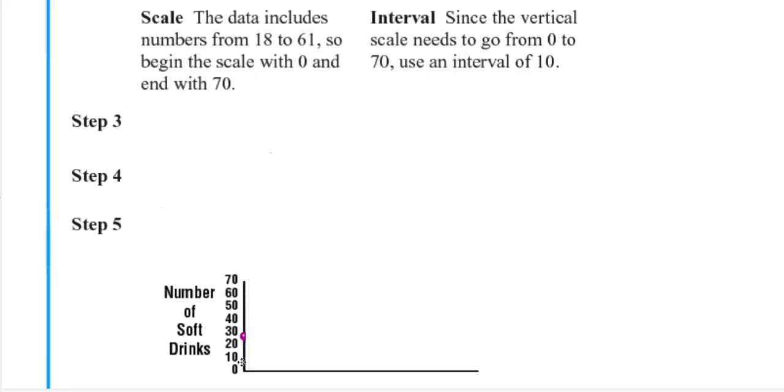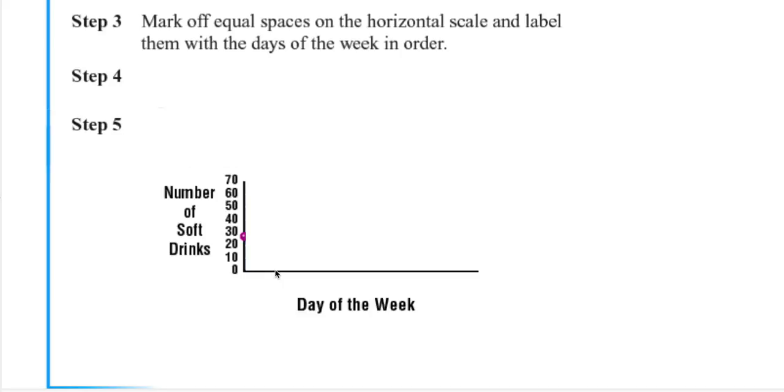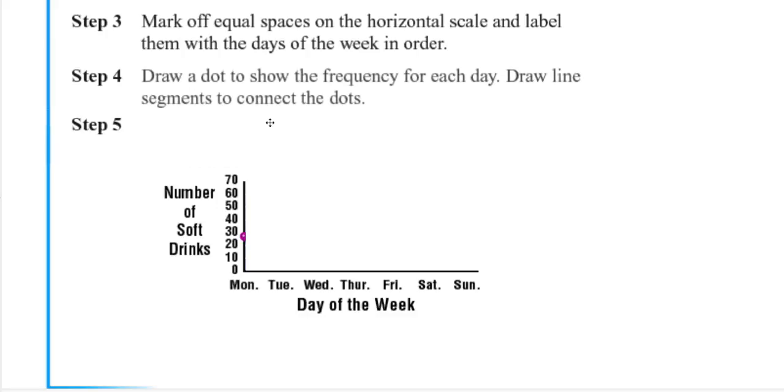Mark off equal spaces on the horizontal axis. That's step number 3. And label them with days of the week in order. So we basically mark off equal spaces and we put down Monday, Tuesday, Wednesday, Thursday, Friday, Saturday, and Sunday. Step number 4, draw a dot to show the frequency for each day. Draw line segments to connect the dots. And this is what we got.